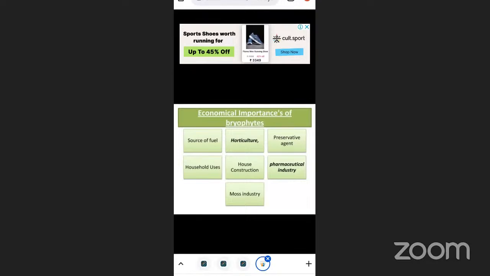So we know that bryophytes are economically very important. They are used as fuel, in horticulture applications, household uses, some construction and some industry. Some bryophytes have medicinal properties, so they are used in the pharmaceutical industry to make medicines. Mosses also provide food for herbivores, birds and other animals.